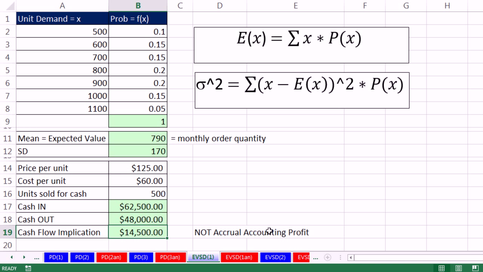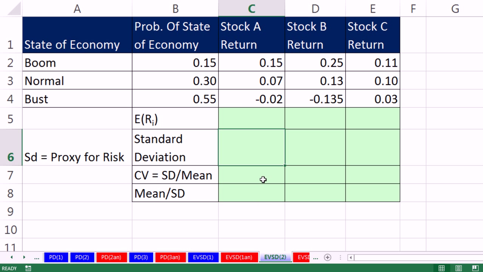All right, now we want to go look at another example. This was an accounting example. Let's look at a finance example. Now here, we don't have a discrete variable over here, but we do have some probabilities. Now here's the situation. We have a portfolio of stock A, B, and C.